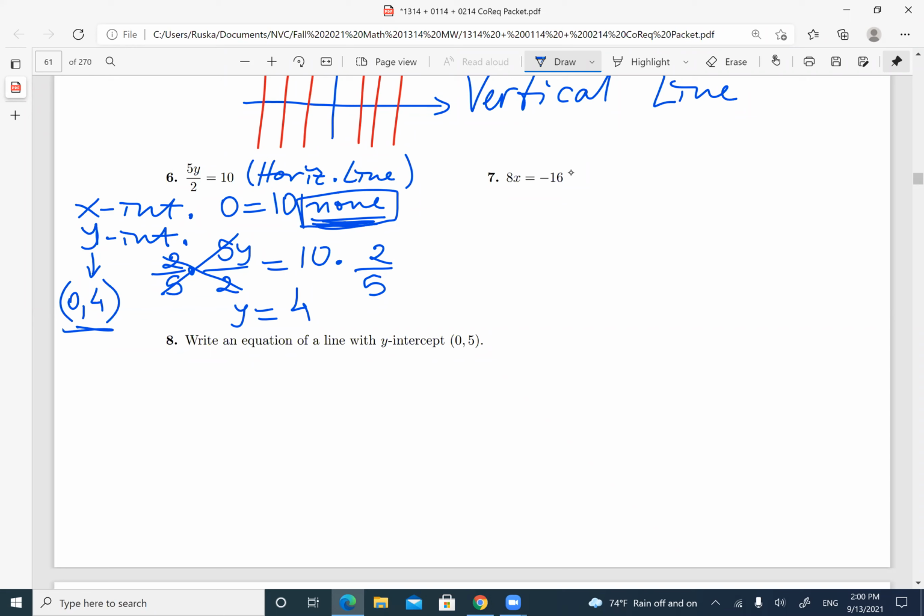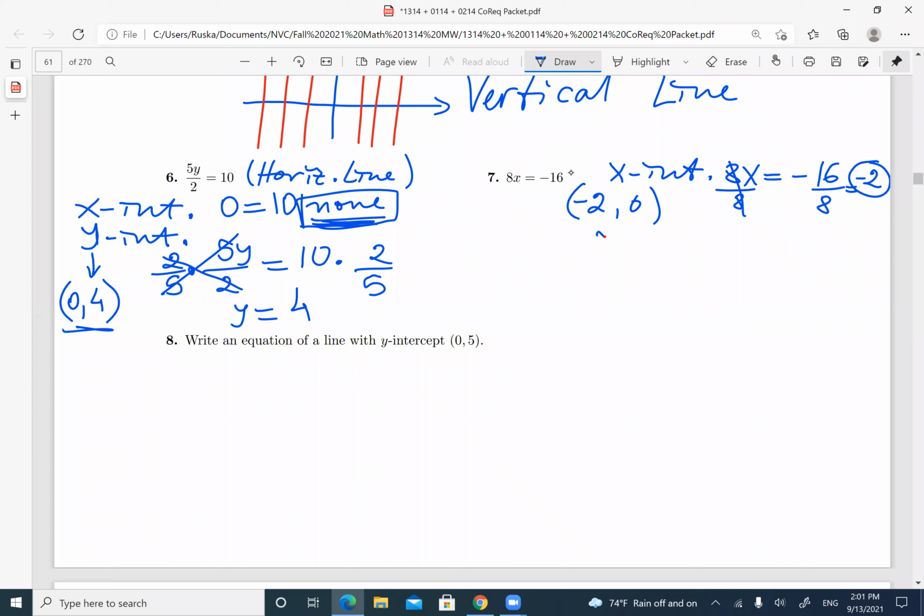We have number 7, find the x-intercept and y-intercept again. So for the x-intercept, I'm going to put 0 for y, but there's no y, so I'm just going to solve 8x equals negative 16. I'm going to divide by 8 to get x by itself. So it's negative 2. So you're crossing the x-axis at (negative 2, 0).